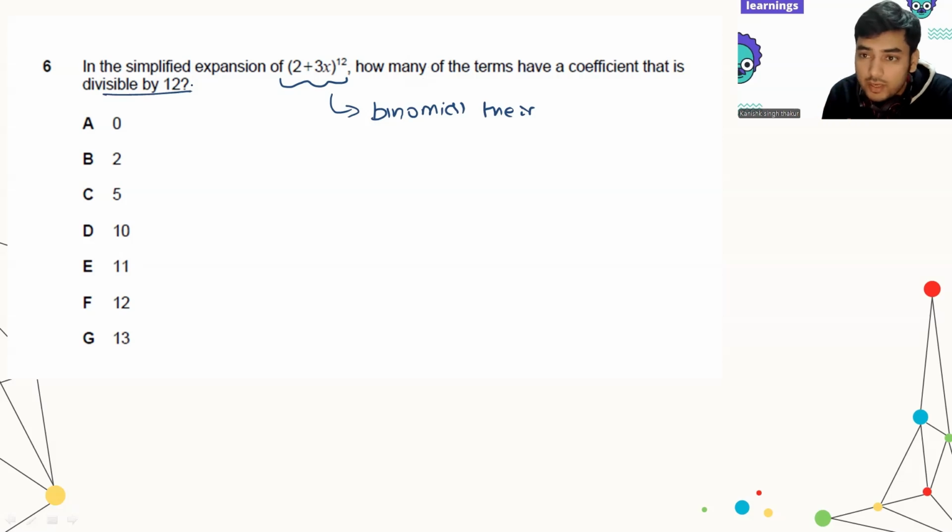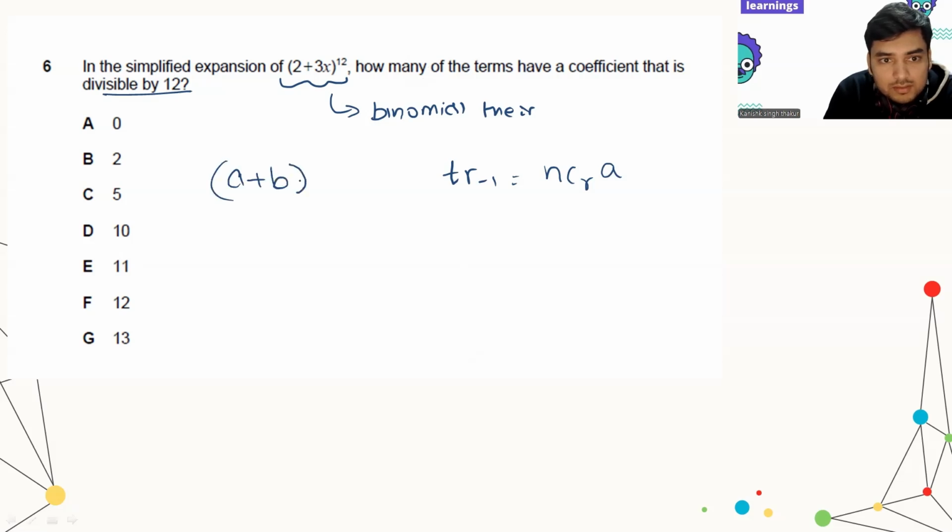So you have to find the rth term formula and see how it is varying. Suppose T_{r+1}, as you must know, is equal to nCr a^r b^(n-r), for (a + b) to the power n. This is the rth term formula. Now here you have 12 terms.